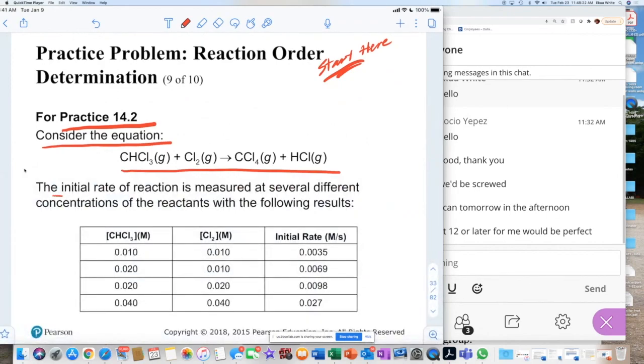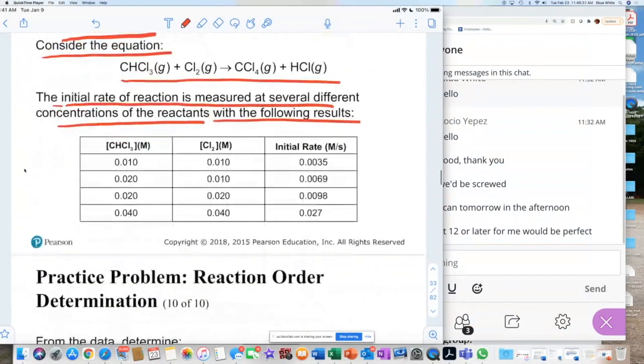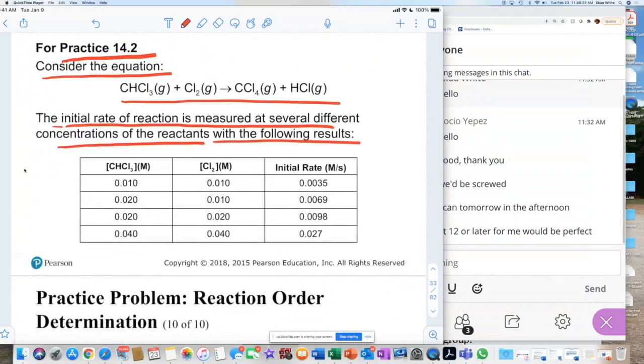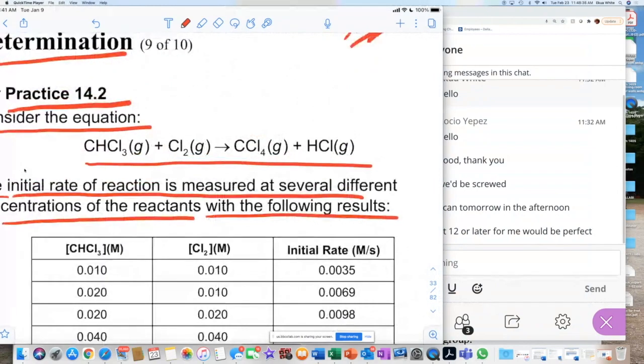Initial rate, oh, we're going to be figuring out the reaction order, okay? The initial rate of the reaction is measured at several different concentrations of the reactants with the following results. So we have this balanced equation, right? Remember I mentioned last week, I'm going to keep referring to last week, that way if you got a chance to skim over the PowerPoints but you didn't really get stuff, I'm still referring to it, okay?